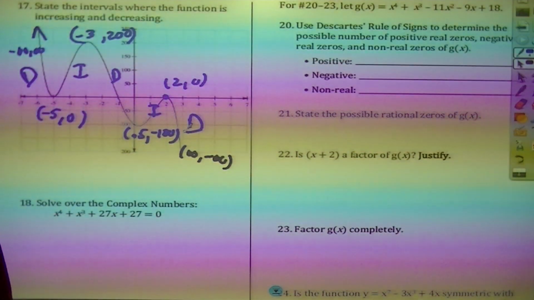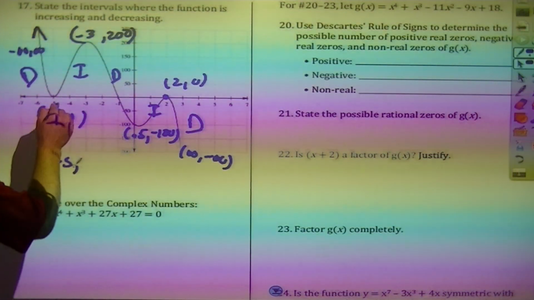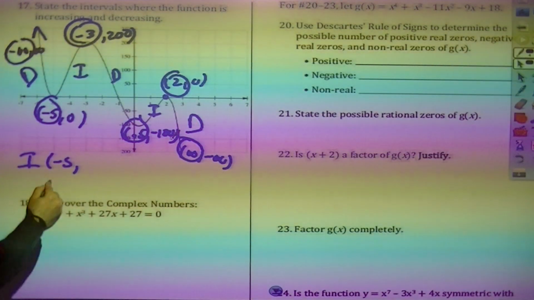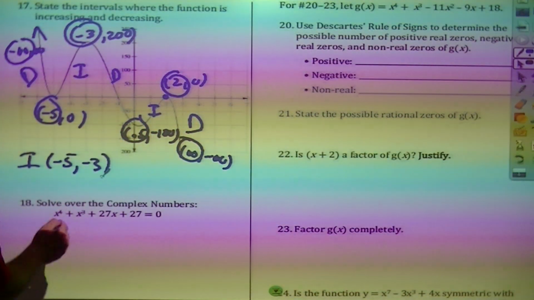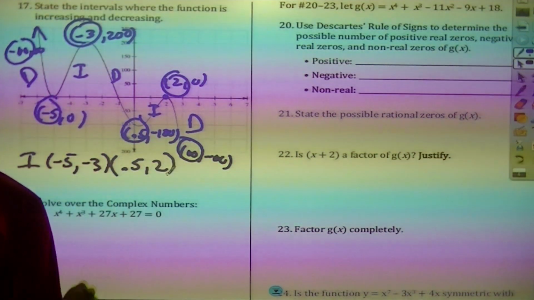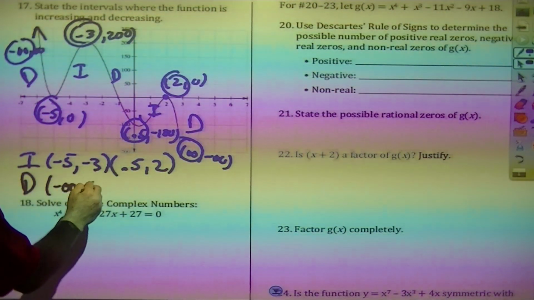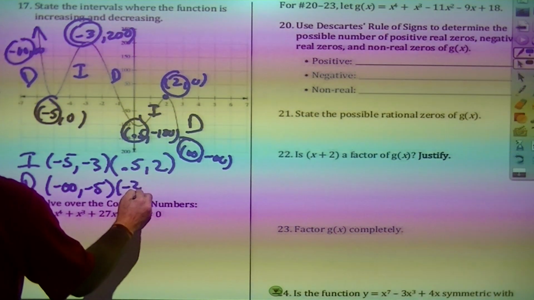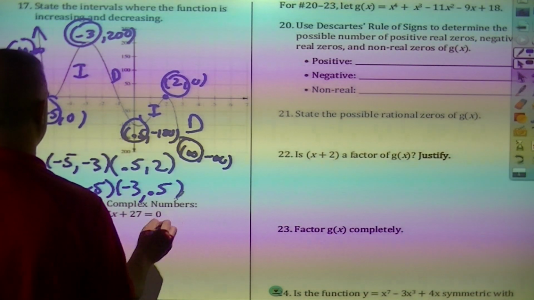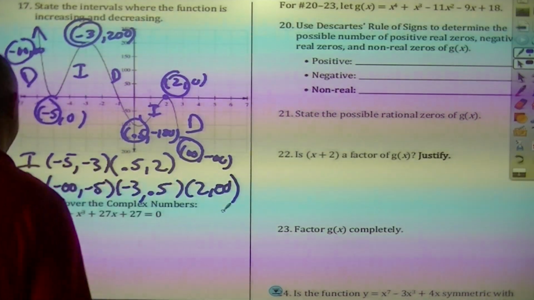And they want the various intervals. So for increasing, let's start with that. And all I care about are the x's. Negative 5 to negative 3. 0.5 to 2 would be the increases. The decreases are from negative infinity to negative 5, from negative 3 to 0.5, and from 2 to infinity.